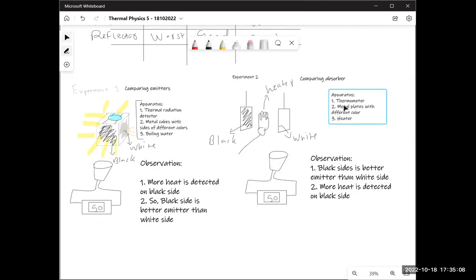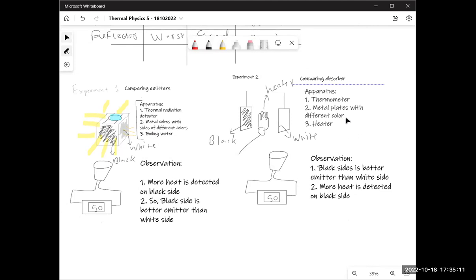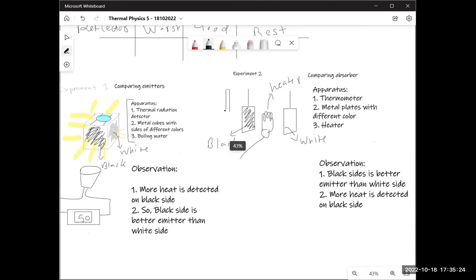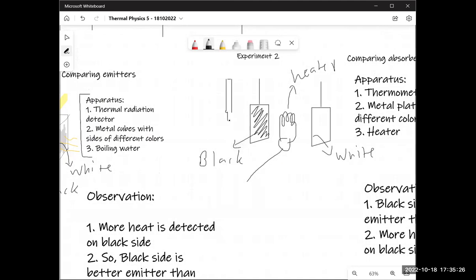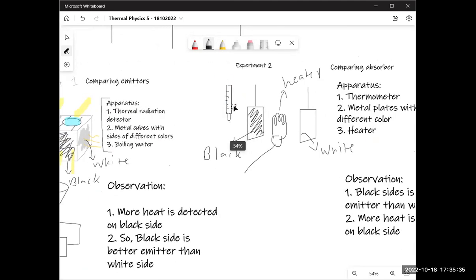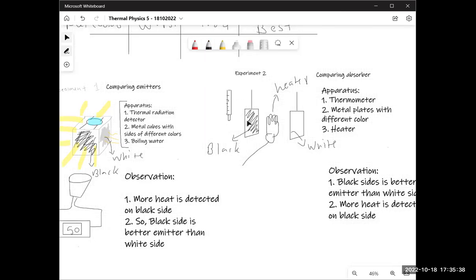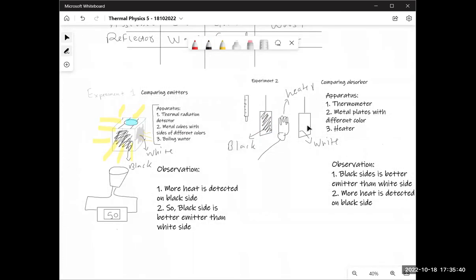All we realize here is the apparatus. We're using a thermometer. Instead of the detector here, we're going to place a thermometer in these places, a thermometer like this. If I place this right here, it will detect how much temperature this side has or this side has.